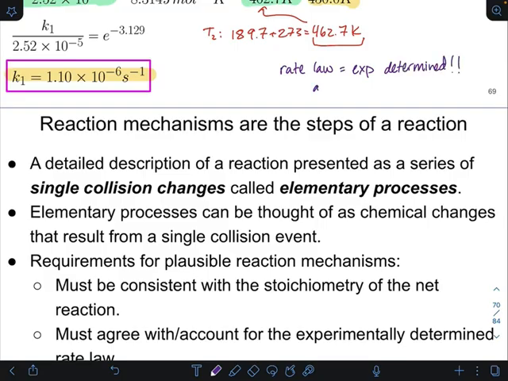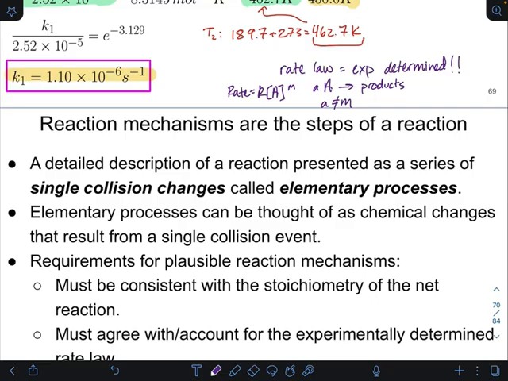And I told you that if you have your rate equals k[A]^m, and your reaction is aA goes to products, that a does not equal m. Okay, so that's what we've done so far. What I'm about to tell you is the exact opposite.